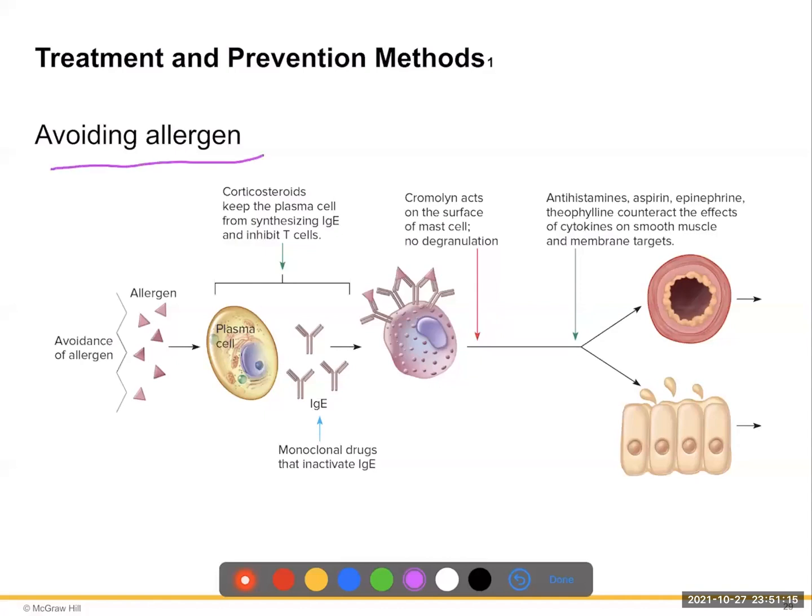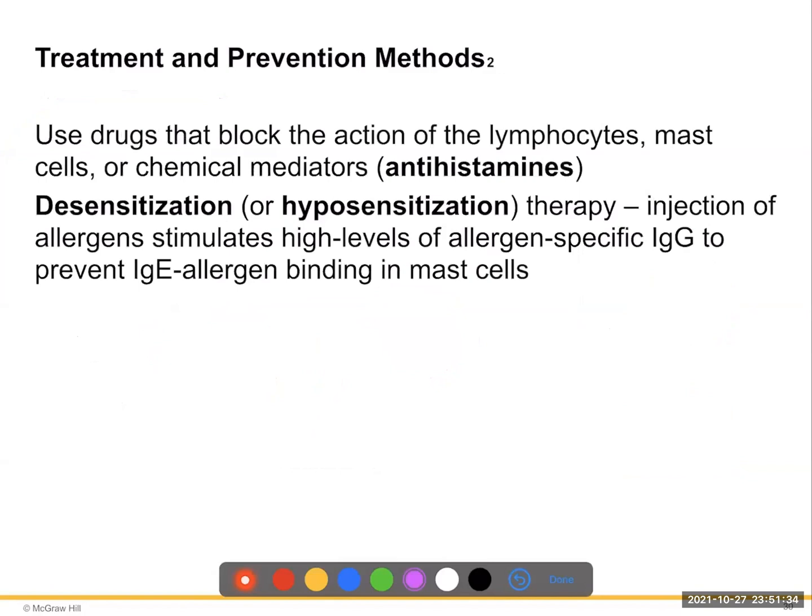So what you do is you avoid your allergen. That's what you need to do. Avoidance of allergen causes no reaction. And so it's all good. We use drugs that block the actions of lymphocytes. Mast cell chemical mediators, those are antihistamines. They stop the effects of the histamine reaction once the reaction starts.